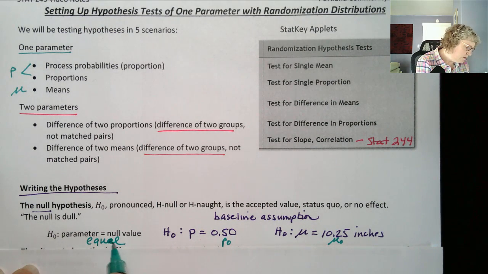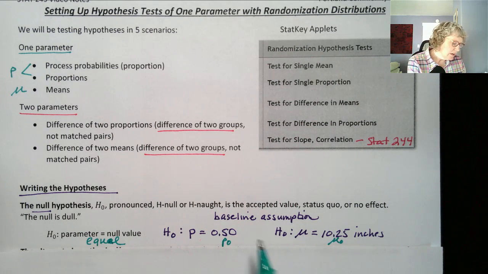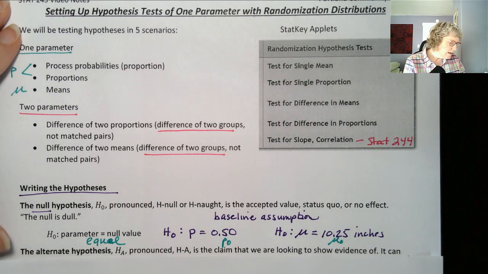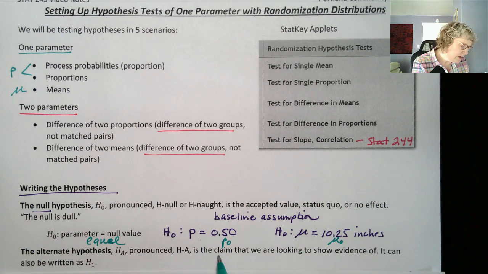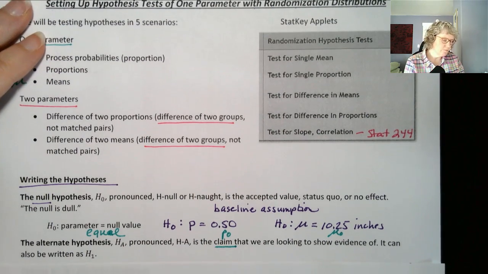The null, we're always saying, is equal to a certain value, okay? And that's easy to test because we can make our randomization distribution using that value of 0.5 or say 10.25 inches. We set that up with our distribution, okay? Now our claim is the alternate. That's the claim that we're looking to show evidence for, or the thing we're trying to prove, okay?